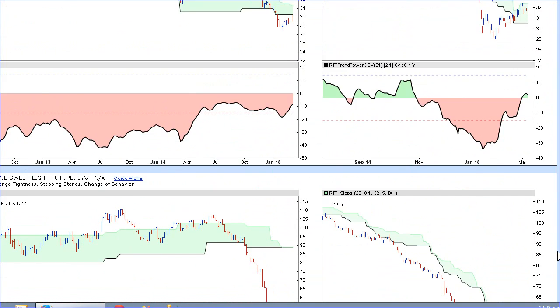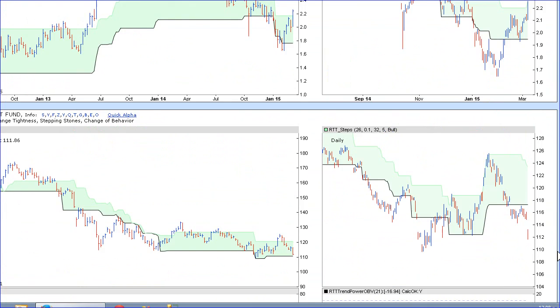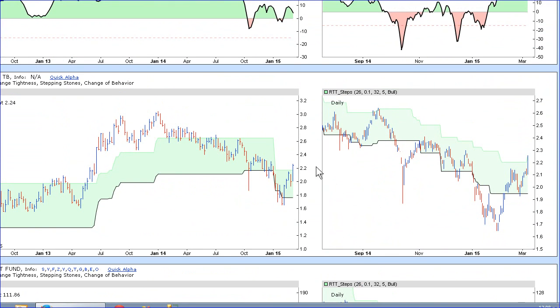I'm going to scroll up a bit further. I quite like to look at TNX. So here we have TNX. There's no volume, so we can't have RT Trend Power OBV. But what I want to show here is the weekly chart does not look bullish at all. The step broke and fell down. Price actually fell into the shaded range.